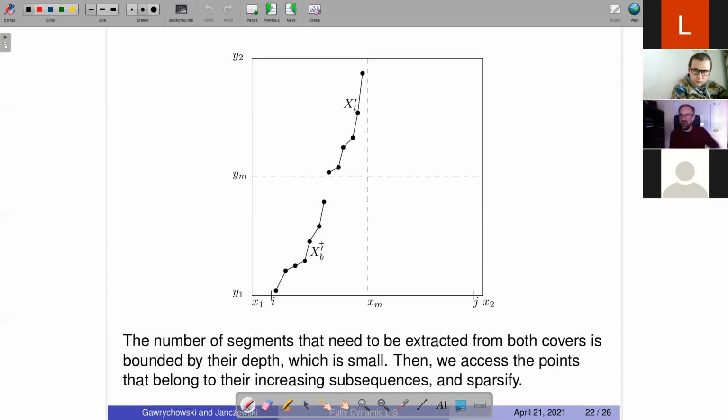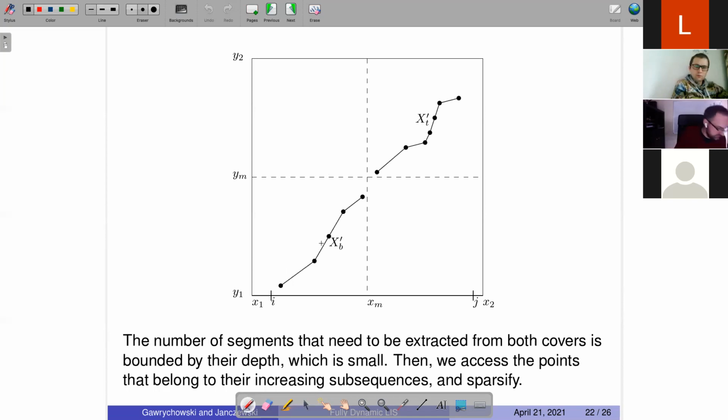So now the idea is to extract some of the segments, some of the chains from the upper and lower part, and concatenate them. You have to think about a few cases. They depend on how the chain that you seek intersects with xm and ym. So those are the cases. The bottom line is that, let's think about this case. In this case, from the bottom rectangle, you're extracting a segment that intersects the xm coordinate.